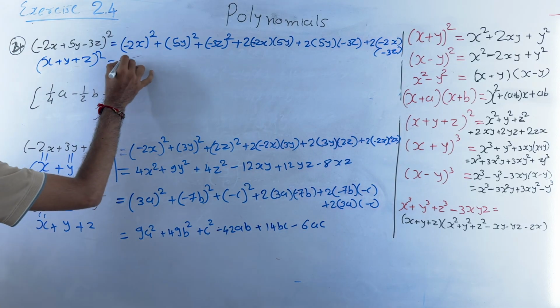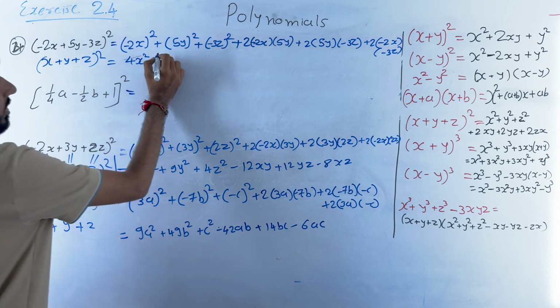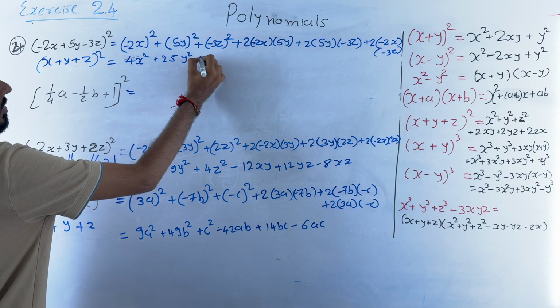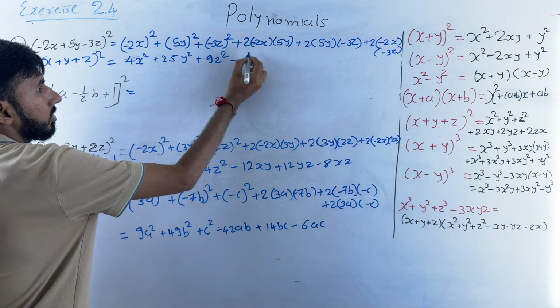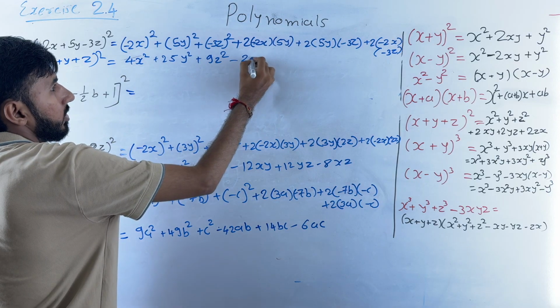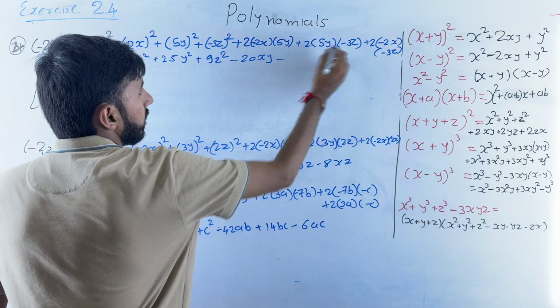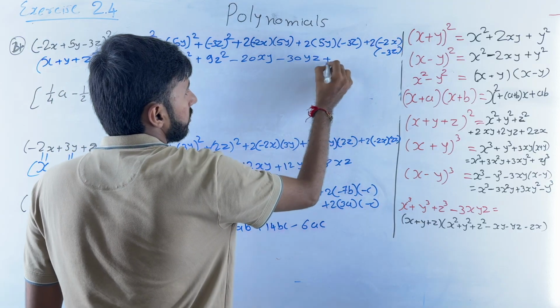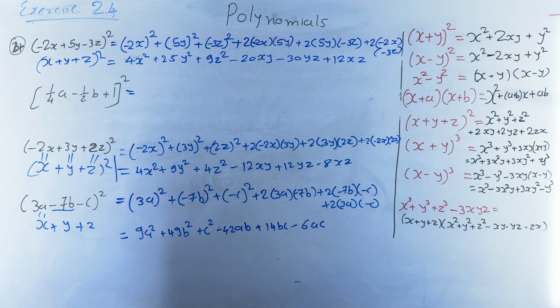So my final answer will be (-2x) square, that is 4x square. Then I have plus 25y square. Then I have plus 9z square, minus 2 into 4 into 5, that is 20xy. Then I have minus 5 into 2 into 3, that is 30yz. Then I have minus minus plus, so 4 into 3, 12xz. So that will be my answer.